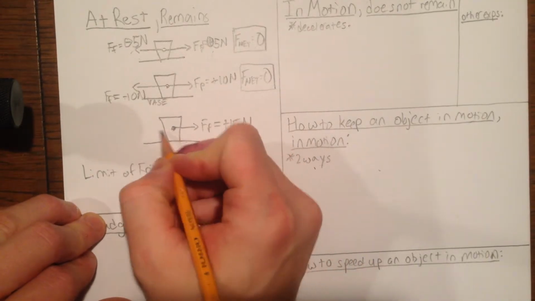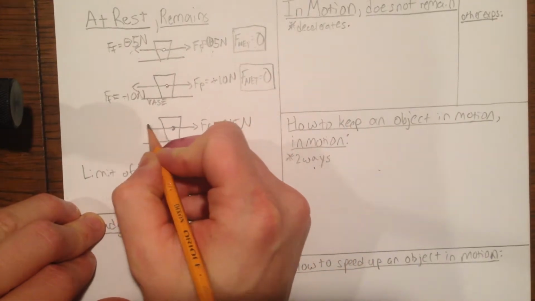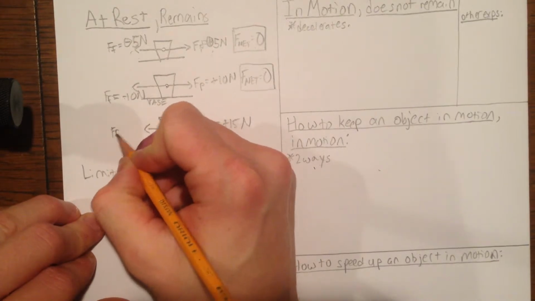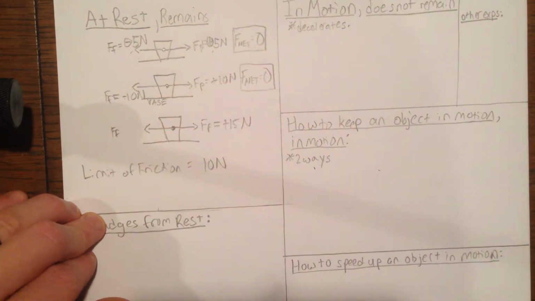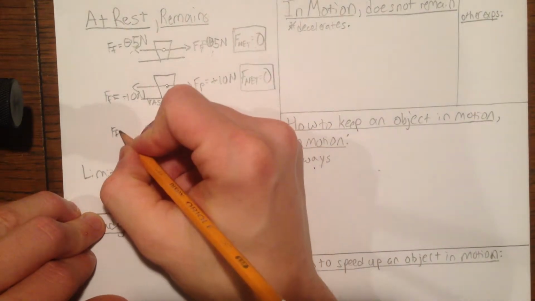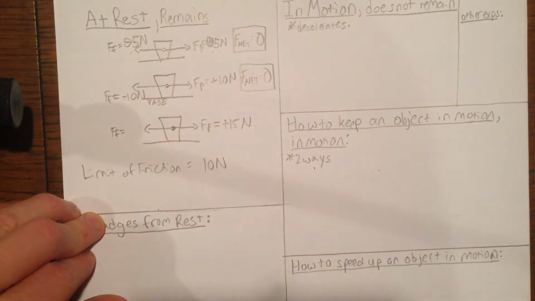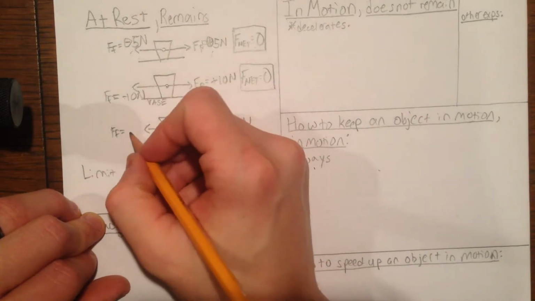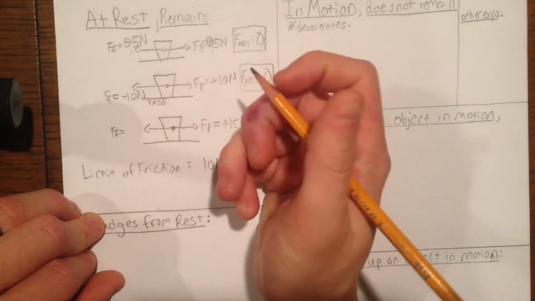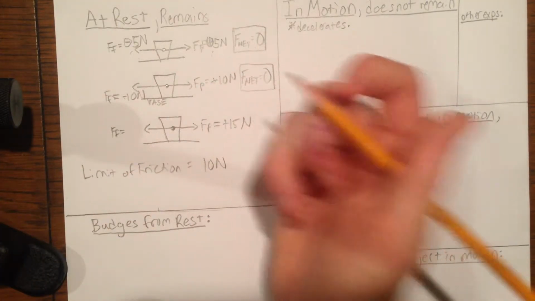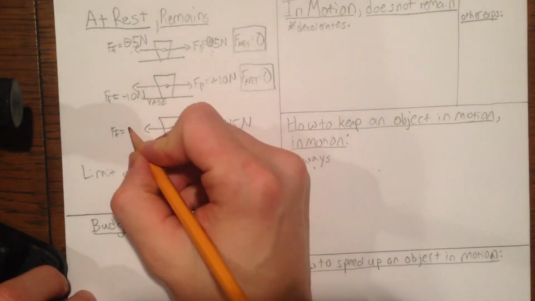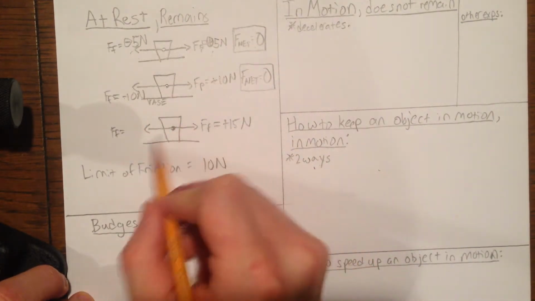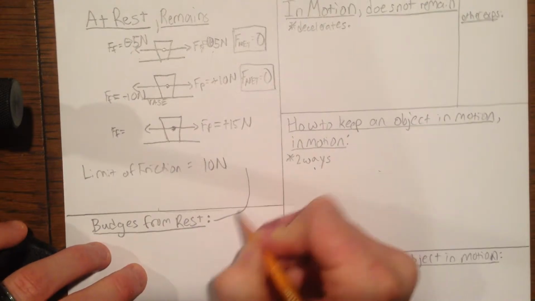So if I push with 11, will it budge? Yes, because there will be a net force left over. 11 minus 10 is 1. The net force would be 1, right? If I push with 12, the net force would be 2. If I push with 13, the net force would be 3. And no longer would it remain at rest. It would accelerate. So this should be in our budges from rest category right here.